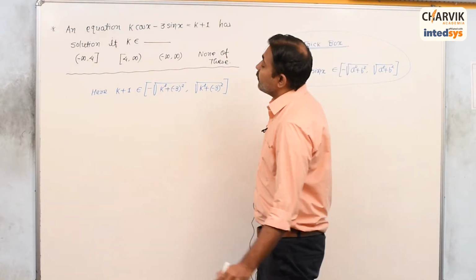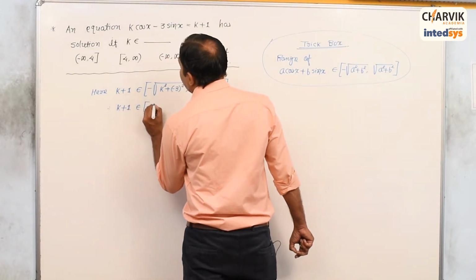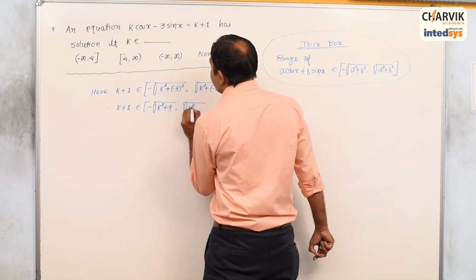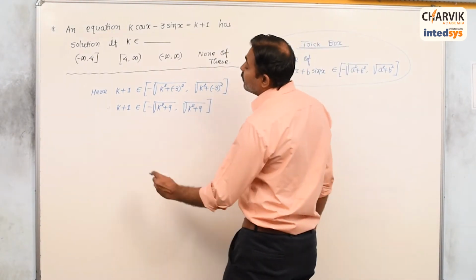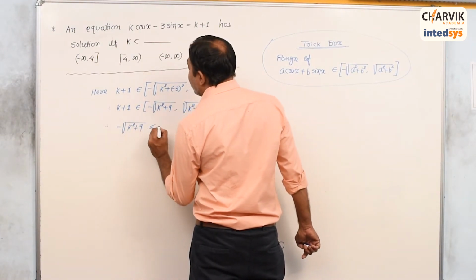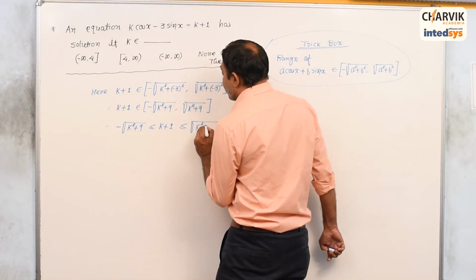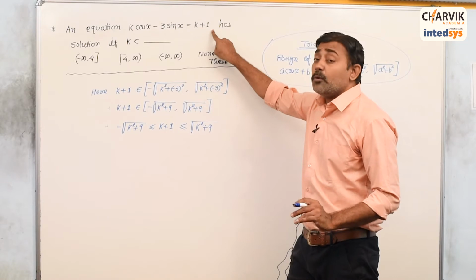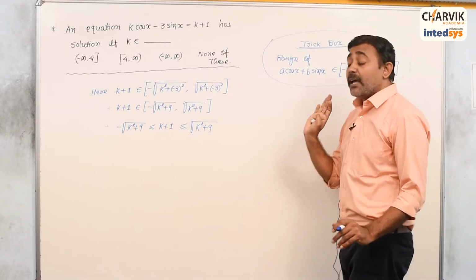So what is this finally? I must say that k plus 1 belongs to minus under root k square plus 9 to under root k square plus 9. Okay, and finally the meaning of this result is: minus under root k square plus 9 is less than or equal to k plus 1, and less than or equal to under root k square plus 9. So finally the meaning is that this value lies between minus under root a square plus b square to plus under root a square plus b square.